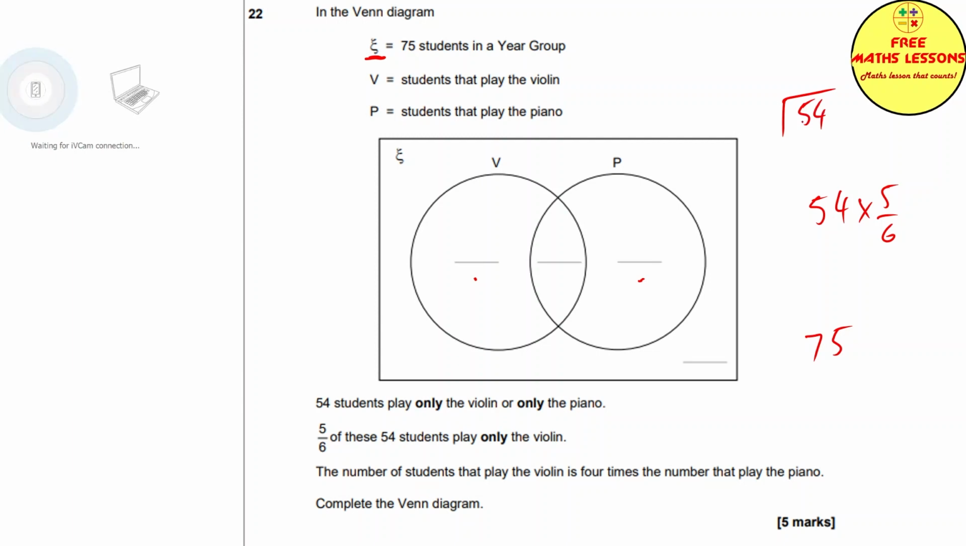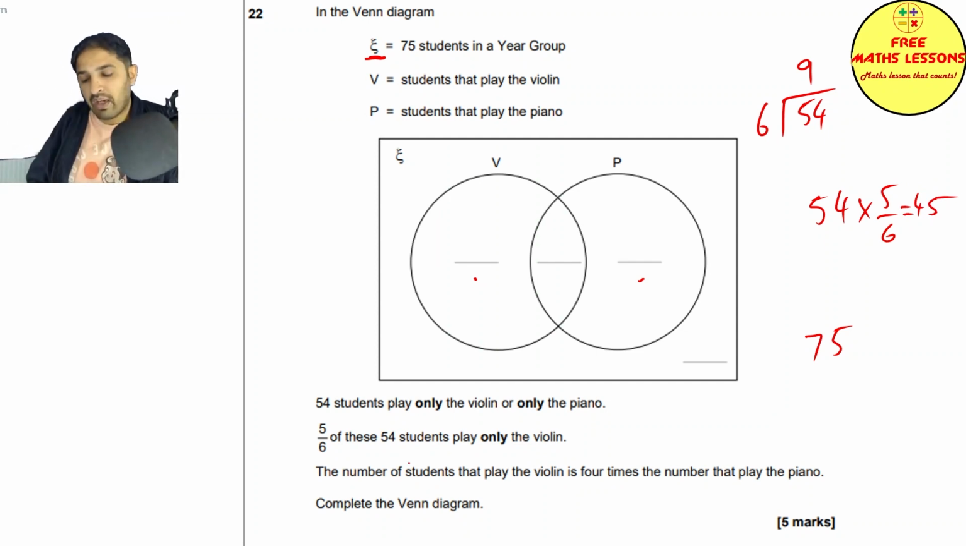54 divided by 6. How many times does 6 go into 5? None. So it goes into 54. You need to know your times table here. If you don't know your times table, you would be stuck in this kind of loop. So 54 divided by 6 is 9. So 9 times 5 gives you 45. So 45 people play only violin. So we got this one here. This is pretty tough for 1 mark.